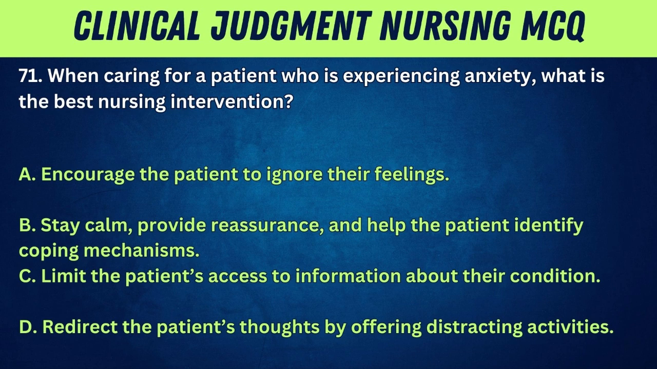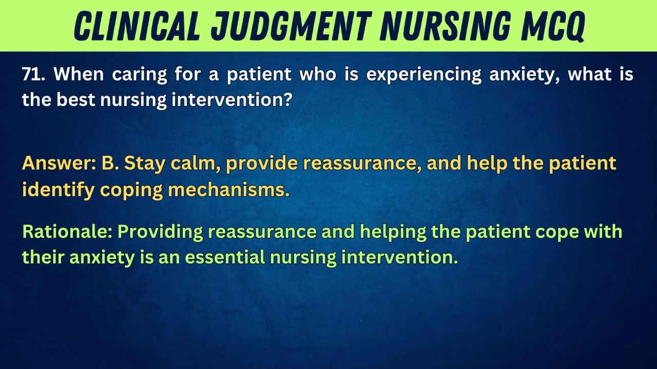A. Encourage the patient to ignore their feelings. B. Stay calm, provide reassurance, and help the patient identify coping mechanisms. C. Limit the patient's access to information about their condition. D. Redirect the patient's thoughts by offering distracting activities. Answer. B. Stay calm, provide reassurance, and help the patient identify coping mechanisms. Rationale. Providing reassurance and helping the patient cope with their anxiety is an essential nursing intervention.